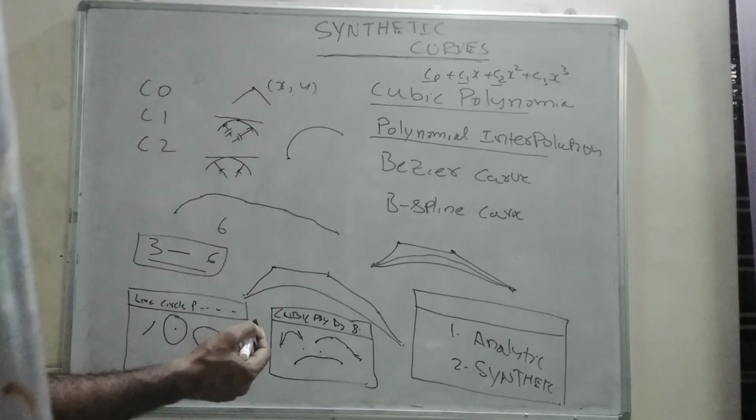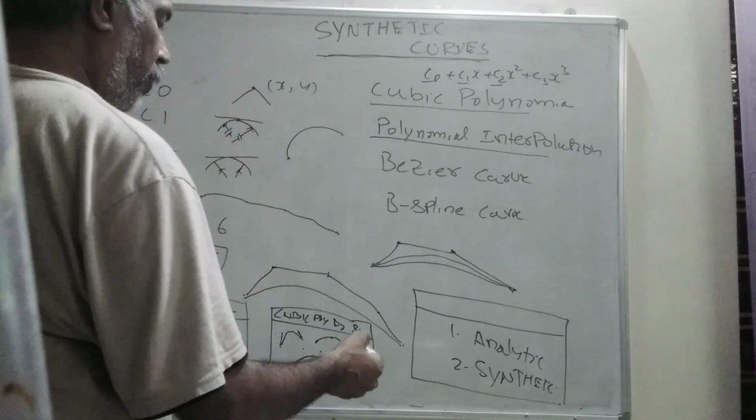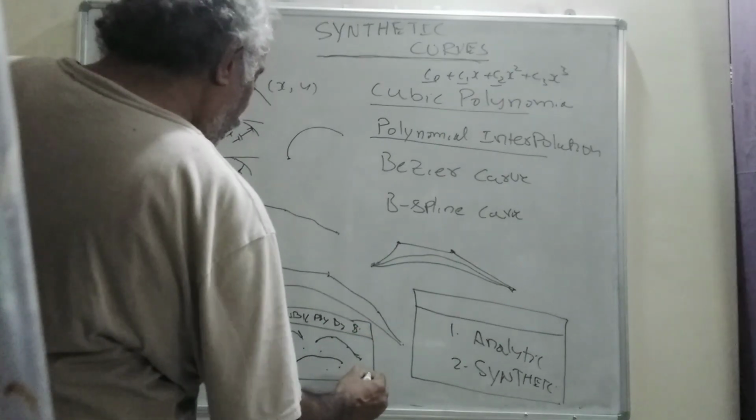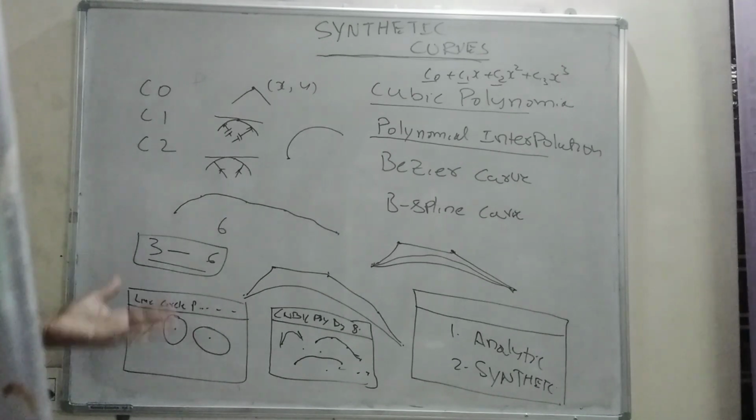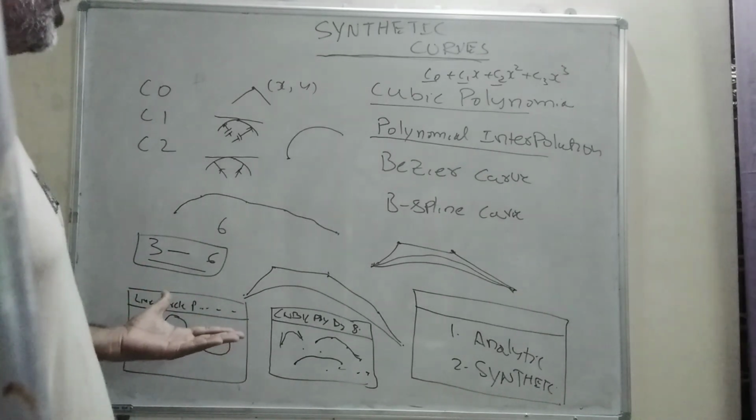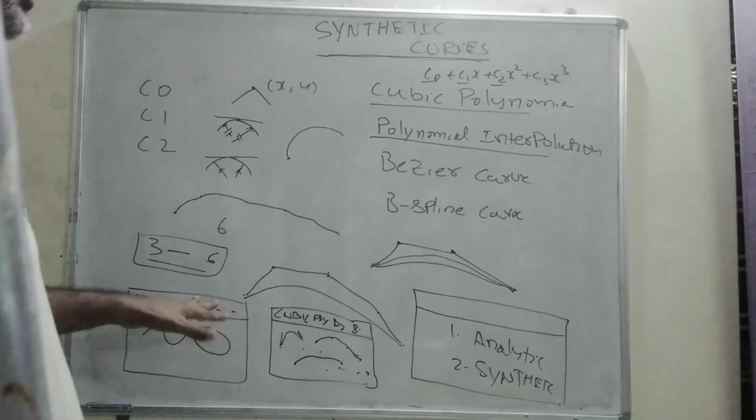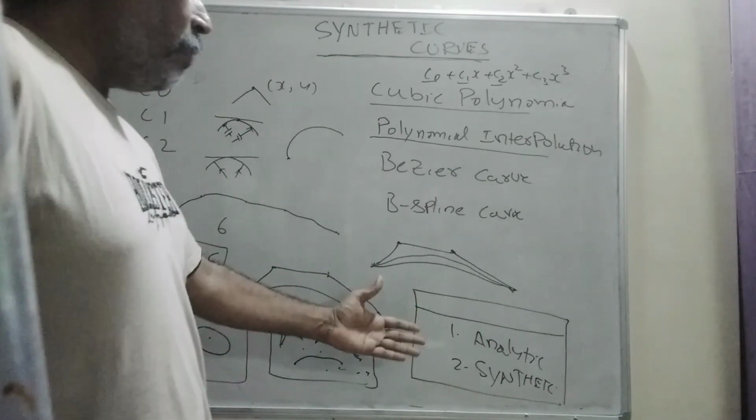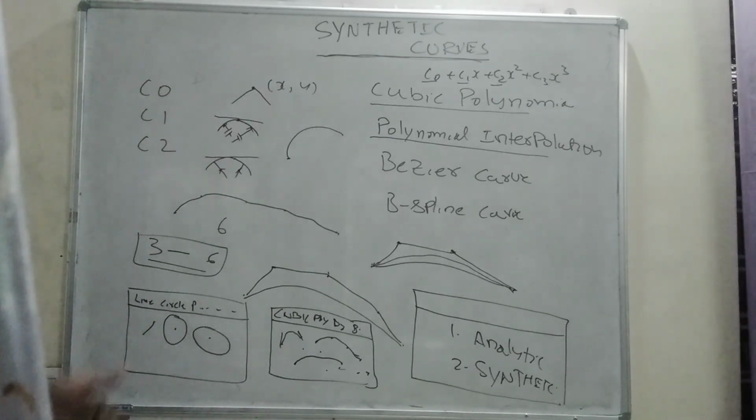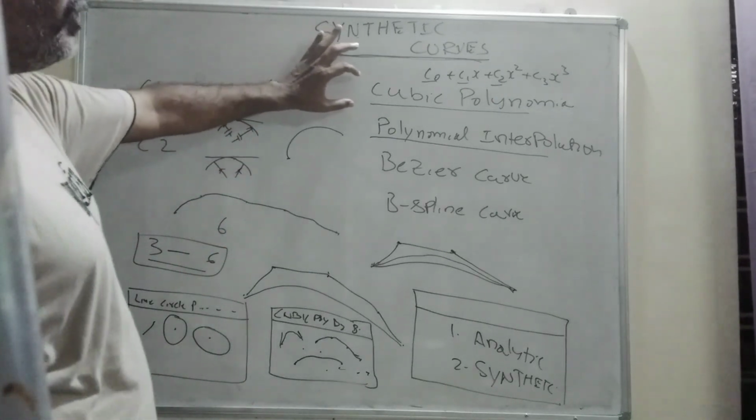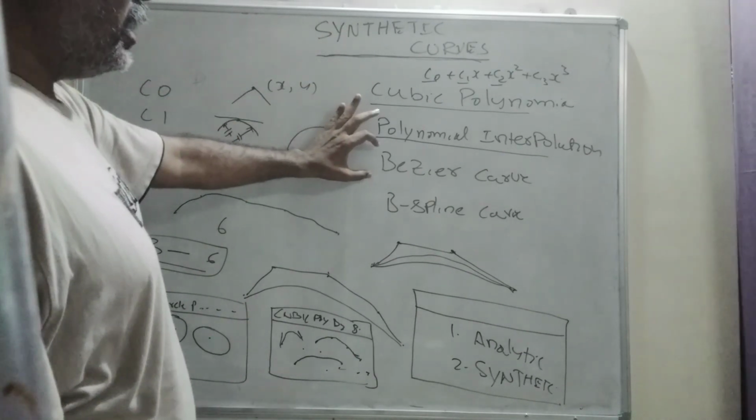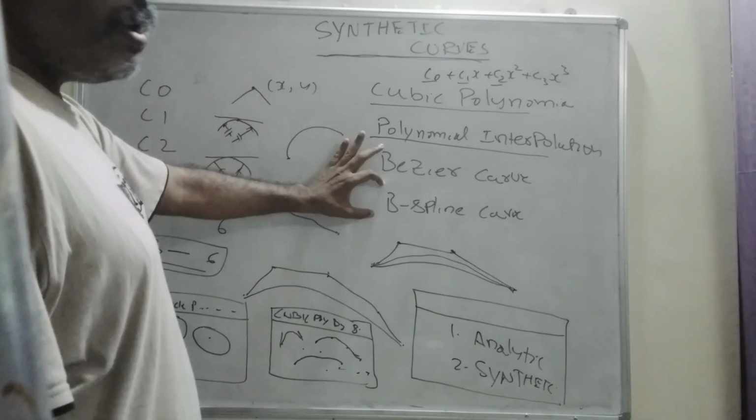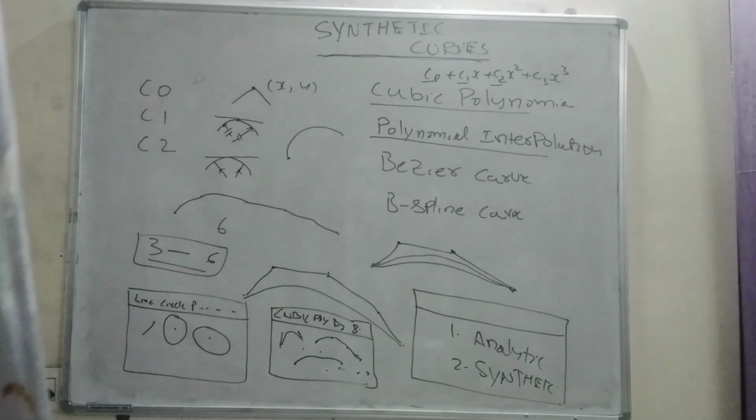And for the B-spline, it will ask the degree of the polynomial and the number of control points, and you can draw a B-spline curve. So this is how, in synthetic curves, we complete a small package for curves, with menu-driven options. In further video sessions, in one video session we will discuss the cubic polynomial, in one the polynomial interpolation, in one the Bezier curve, and in another the B-spline curve. That is what I would like to discuss in these small video sessions.